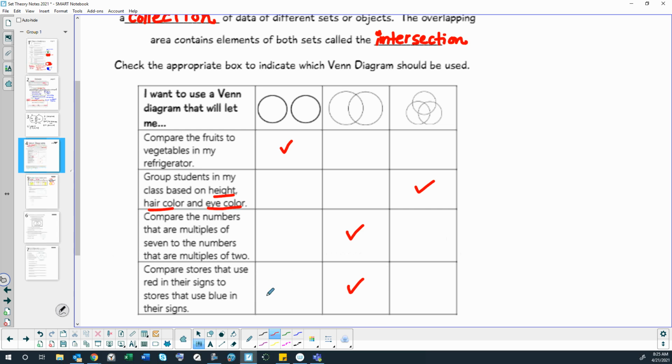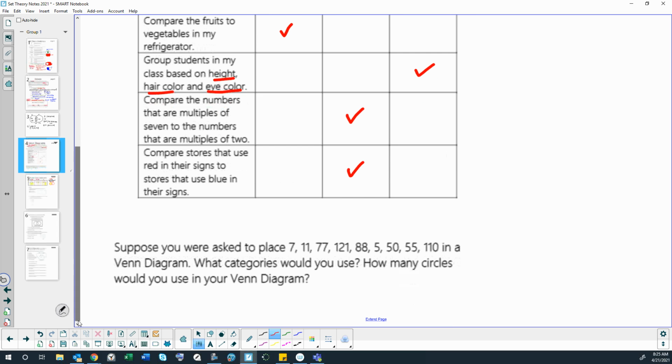So then, suppose you were asked to place the numbers 7, 11, 77, 121, 88, 5, 50, 55, 110 in a Venn diagram. What categories would you use, and how many circles would you use? There's probably different ways to do this. The one that comes to my mind first is I noticed that there's some numbers divisible by 7. And then I noticed that there's numbers divisible by 11. And then I noticed that there's numbers that are divisible by 5. So everything can fit into one of those categories: divides by 7, divides by 11, or divides by 5.